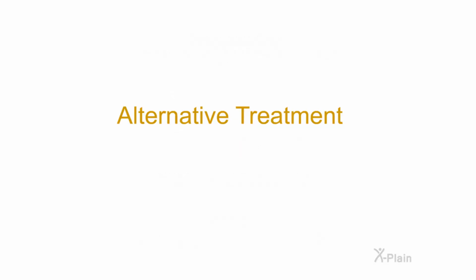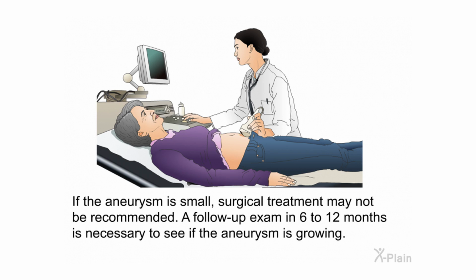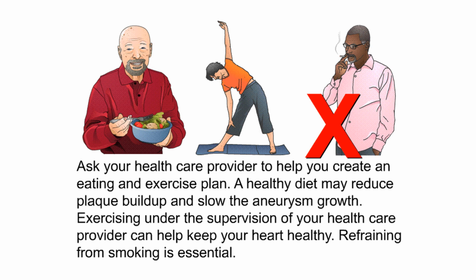Alternative treatment. If the aneurysm is small, surgical treatment may not be recommended. A follow-up exam in 6 to 12 months is necessary to see if the aneurysm is growing. Ask your healthcare provider to help you create an eating and exercise plan. A healthy diet may reduce plaque buildup and slow the aneurysm growth. Exercising under the supervision of your healthcare provider can help keep your heart healthy. Refraining from smoking is essential.